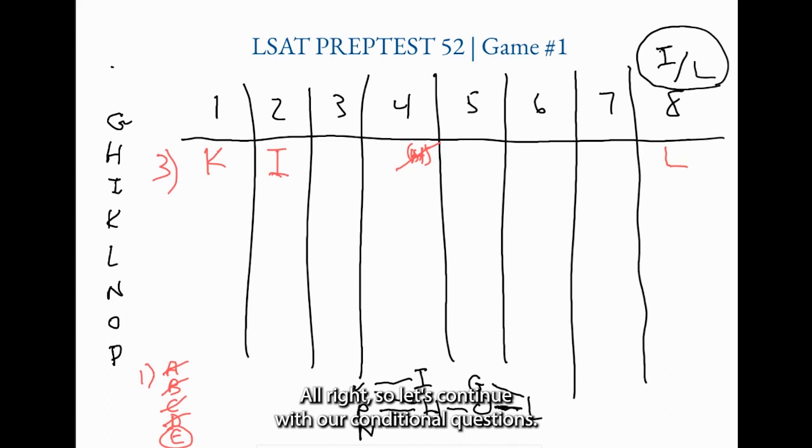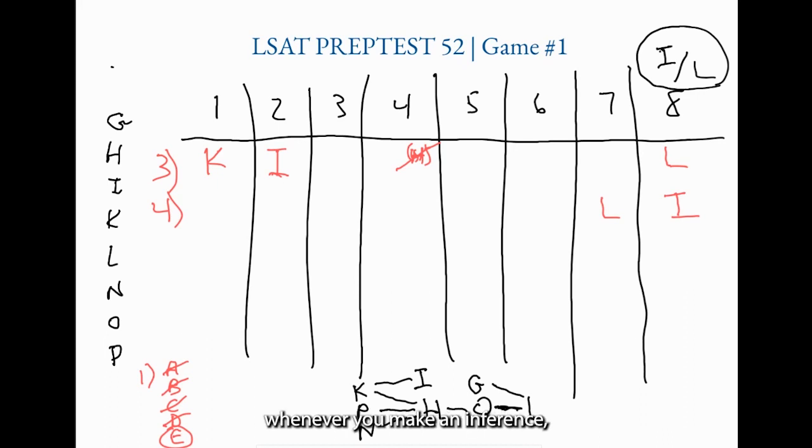All right, so let's continue with our conditional questions. Number 4 says that L is the 7th valve opened. Now, as you look at the web at the bottom, you might be thinking, there's a lot going on to the left of L. And it's true, we probably don't want to try to put in place all of the possibilities to the left of L. But remember our first and last scenario. If L is not last, then I must be.